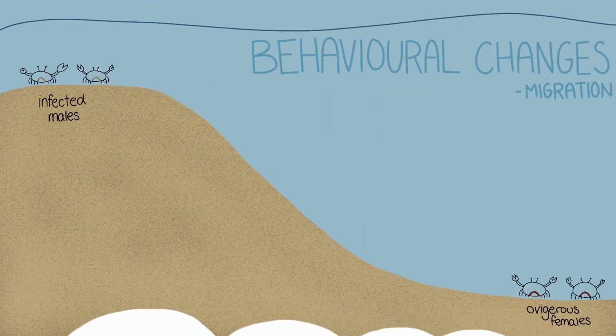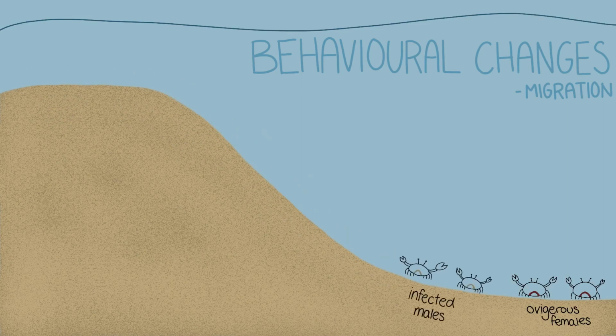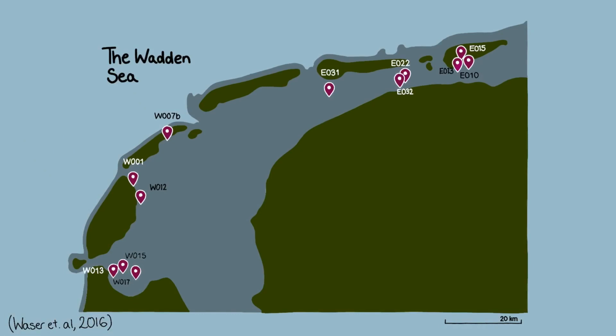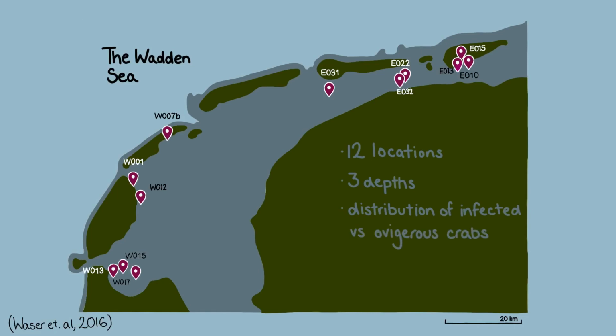There are also potential behavioural changes, such as migration towards deeper water, copying egg-bearing females. In 2016, Weiser et al. investigated this by sampling crabs at 12 locations in the Dutch Wadden Sea at 3 different depths. At each location, they compared the distribution of infected shore crabs to the distribution of ovigerous or egg-bearing females.